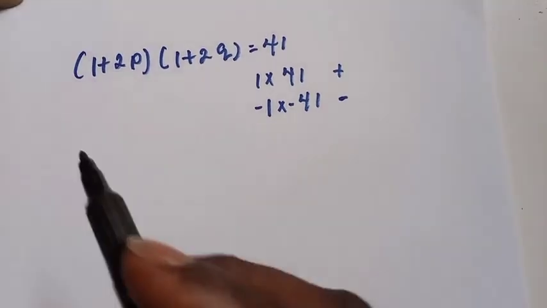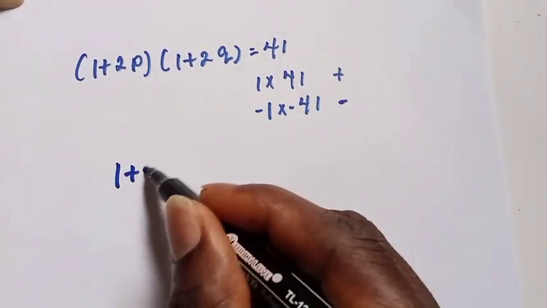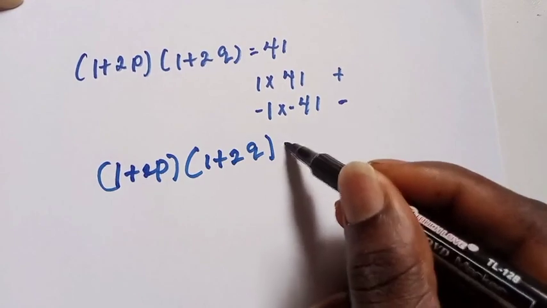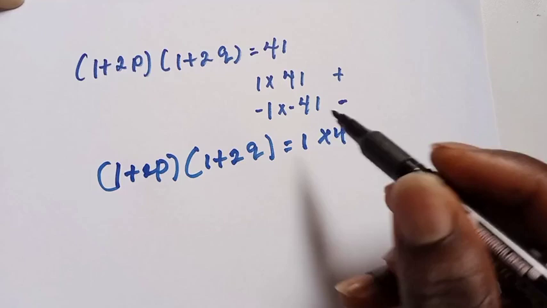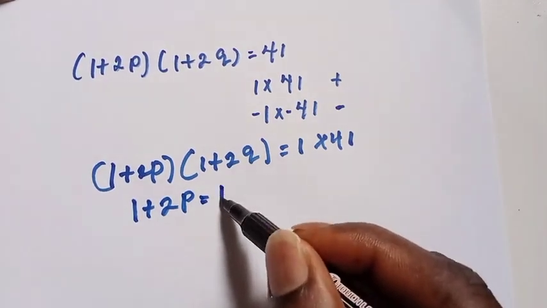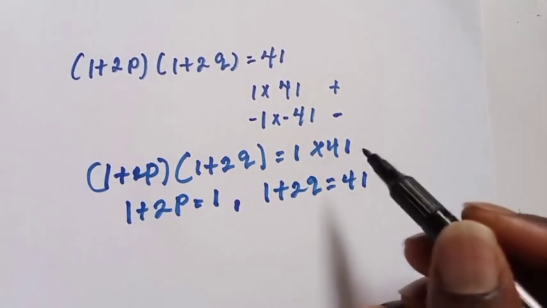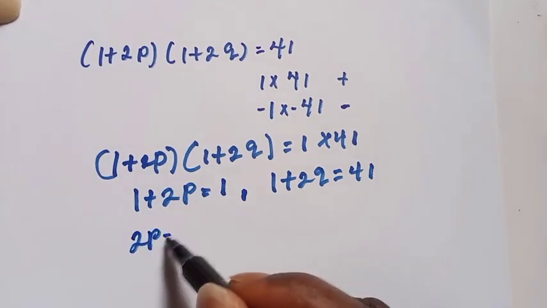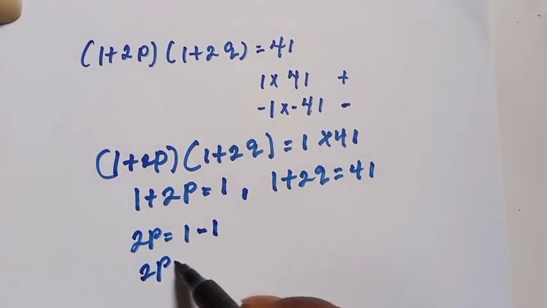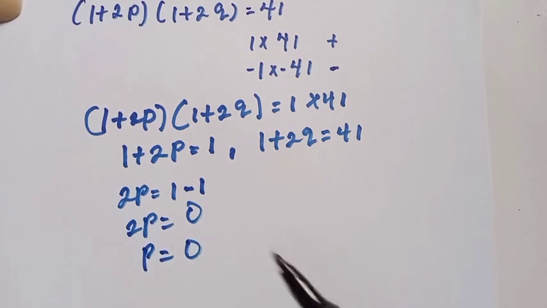All right, so from here, taking the positive side first, this becomes (1 plus 2p) times (1 plus 2q) is equal to 1 times 41. So this becomes 1 plus 2p is equal to 1, and 1 plus 2q is equal to 41. So from here, 2p will be equal to 1, and when 1 moves across, it becomes minus 1. So here 2p is equal to 1 minus 1, which is 0, and then p is equal to 0 when you divide both sides by 2.